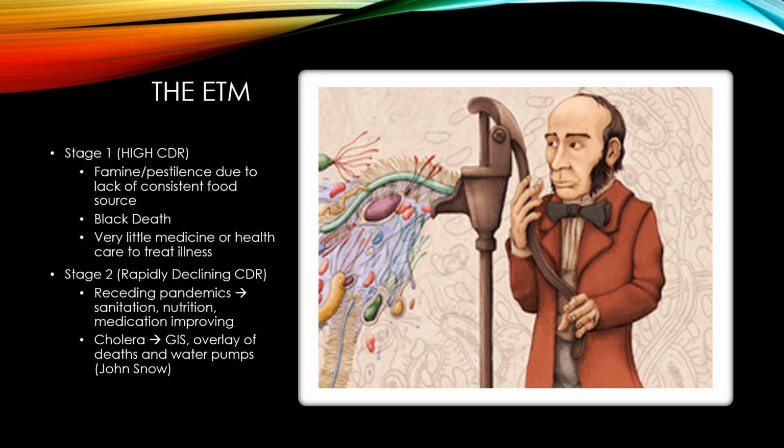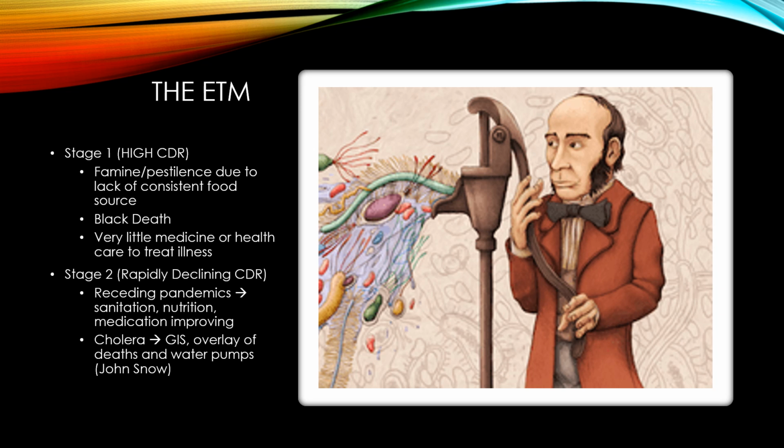So with the ETM, when we look at stage 1, we're looking at, just crap, right? I mean, plagues, famine, pestilence, and you don't have medicine, so the death rate's going to be very high. Stage 2, then, you're still going to have pandemics, you're still going to have plague, a little bit better now. You have things like cholera, which John Snow helped solve. That's the pictures of John Snow. He helps figure out what was going on with cholera in 1851 in London.